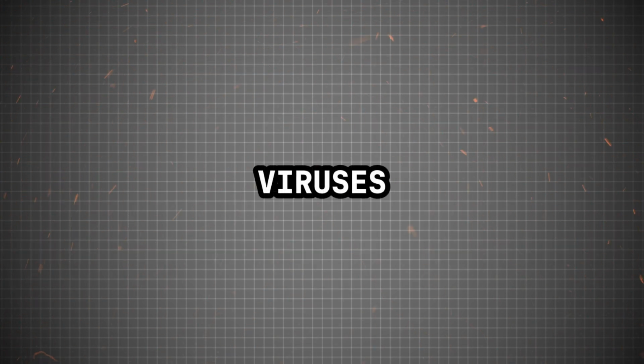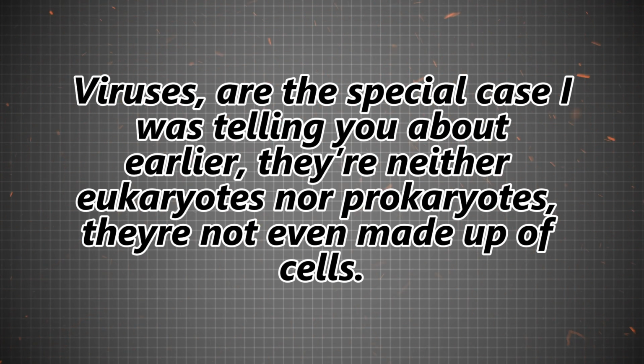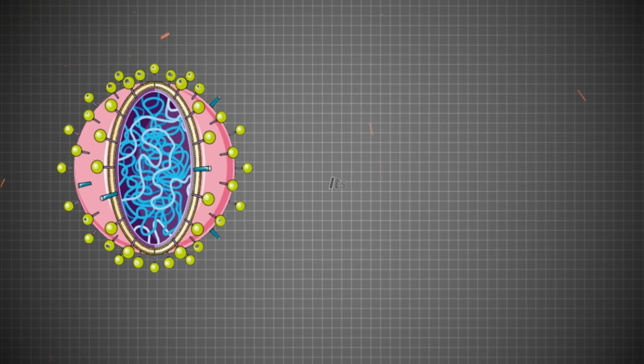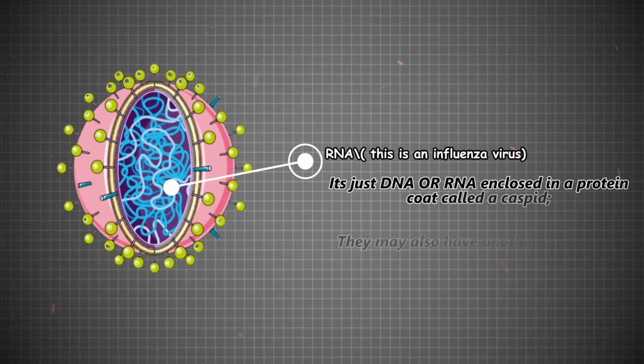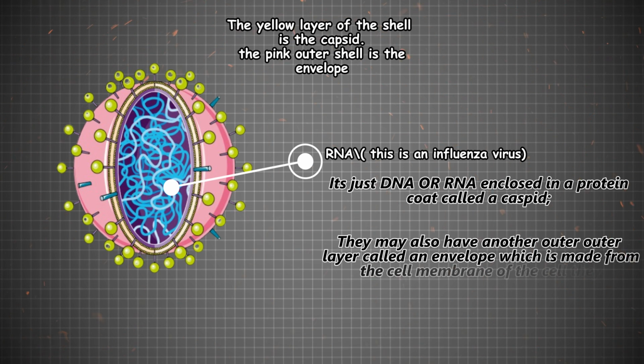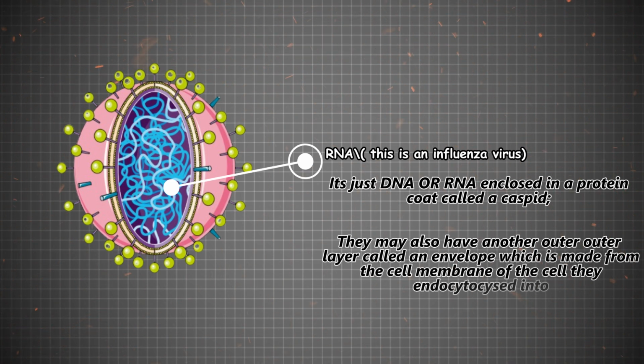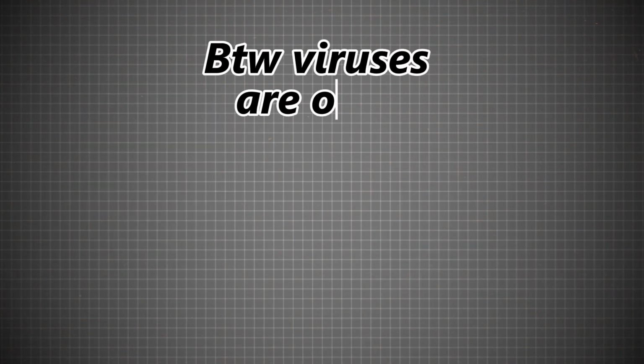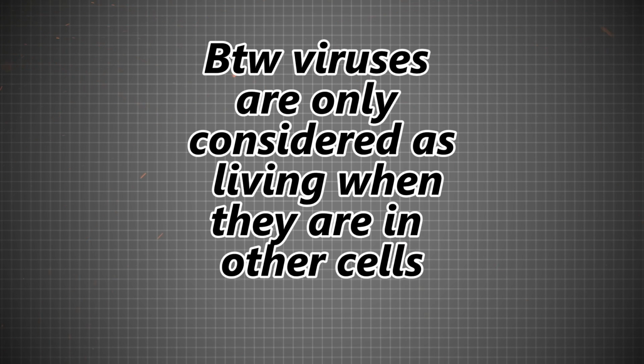Viruses. Viruses are the special case I was telling you about earlier. They are neither prokaryotes nor eukaryotes. They are not even made up of cells. It's just DNA or RNA enclosed in a protein coat called a capsid. They may also have another outer layer called an envelope, which is made from the cell membrane of the cell they endocytosed into. By the way, viruses are only considered as living when they are in other cells.